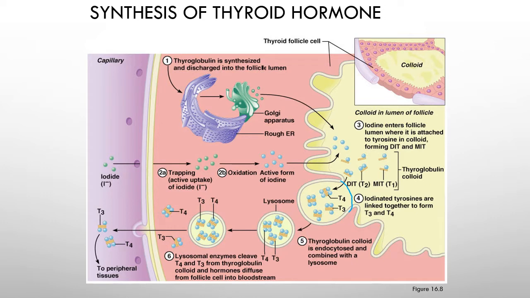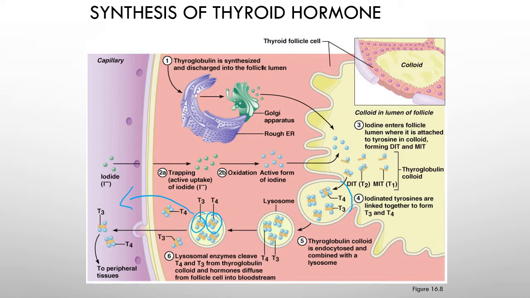Now it's inside a lysosome. And inside that lysosome, we've again got enzymes, and those enzymes are now going to start to cleave off from our thyroglobulin our T3s and our T4s. So this is going to get us our T3s and our T4s separated from one another. And then they're going to get exocytosed out into the bloodstream.